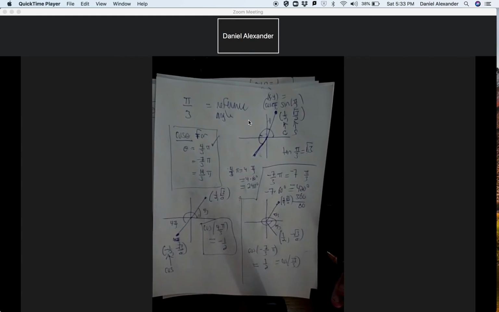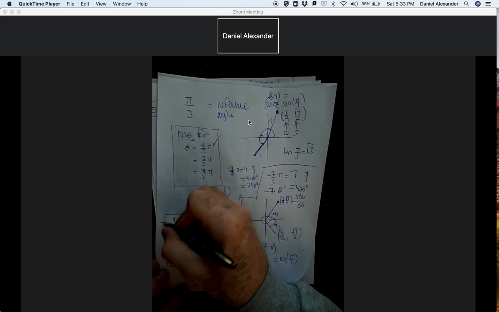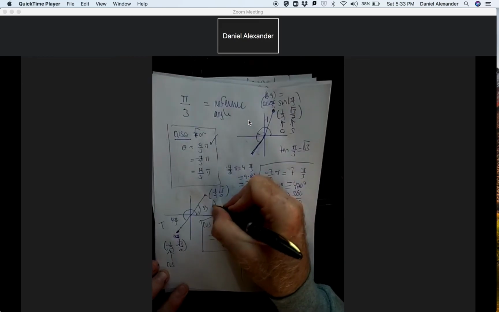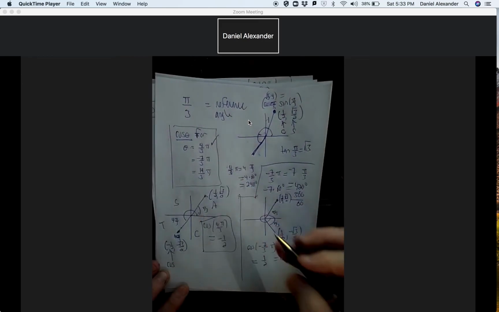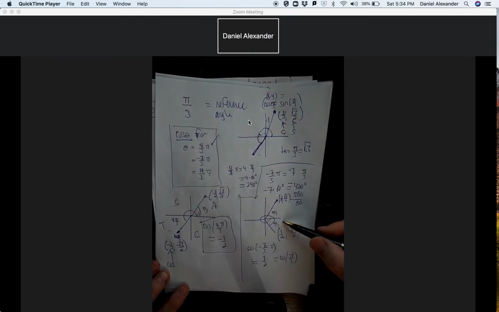So once we know what quadrant it is, we know whether it's positive or negative. Here, this is the quadrant where only the tangent is positive, the T quadrant. All students take pre-calculus. So the cosine is going to be negative, so it's going to be the same number but negative.